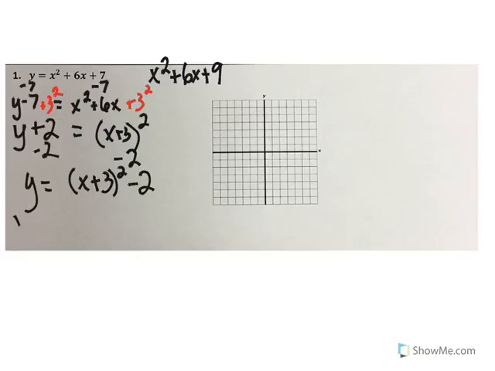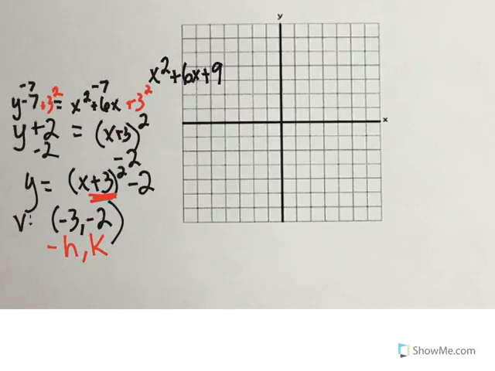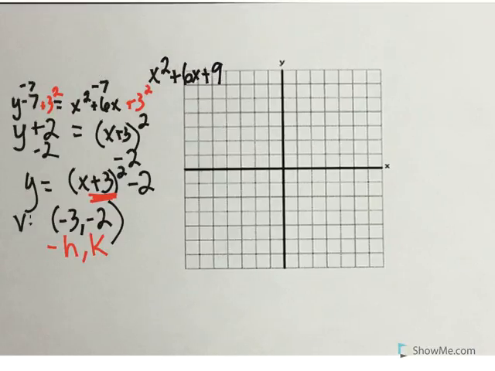What's my vertex? 3. Why is it negative? Because it's always the opposite sign of whatever this number is, because it's really negative H, K. So it's whatever H is, which is the 3, but it's the opposite symbol. Okay, so my vertex is -3, -2. Graph -3, -2.